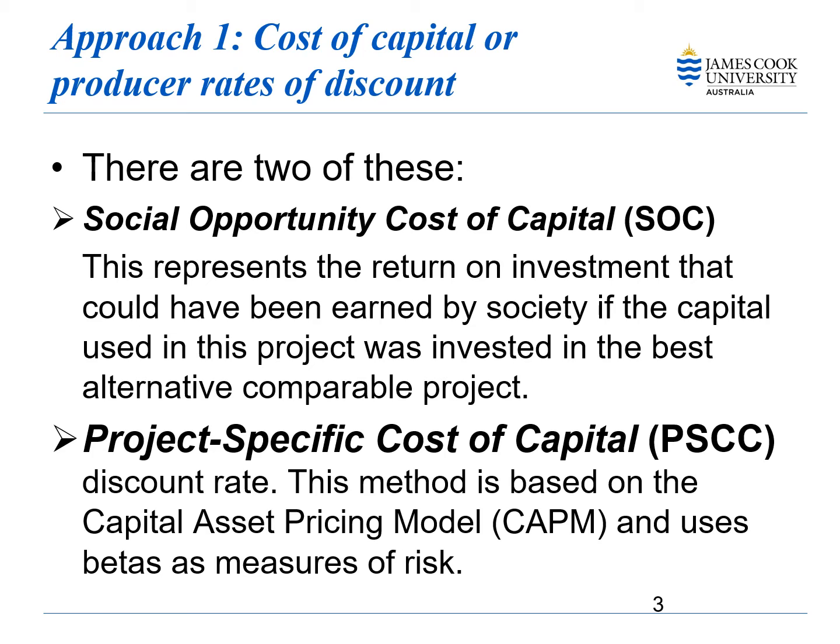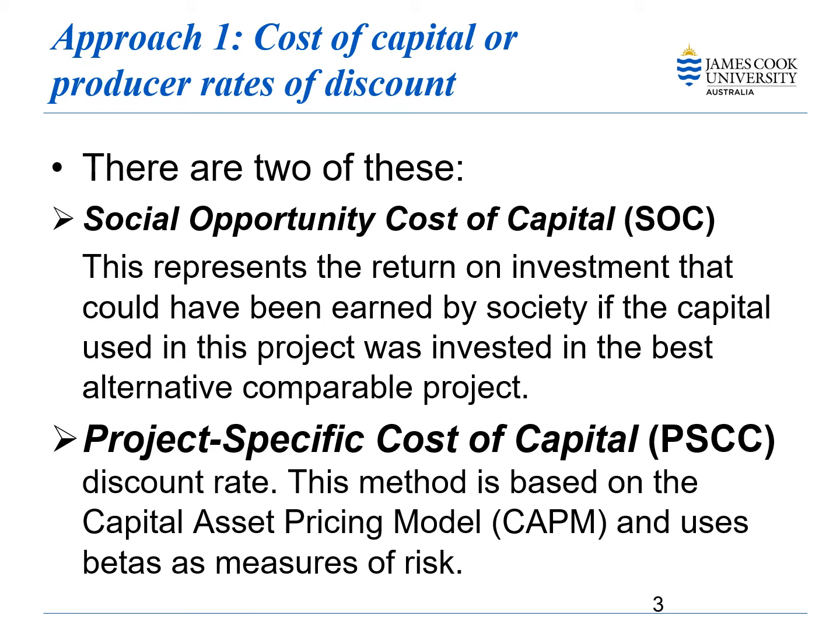One is called social opportunity cost of capital. This represents the return on investment that could have been earned by society if the capital used in this project, if the resources used in this project, was instead invested in the best alternative comparable project. So we are going to use a rate of return from investing in the best alternative comparable projects as the discount rate for this project we are assessing.